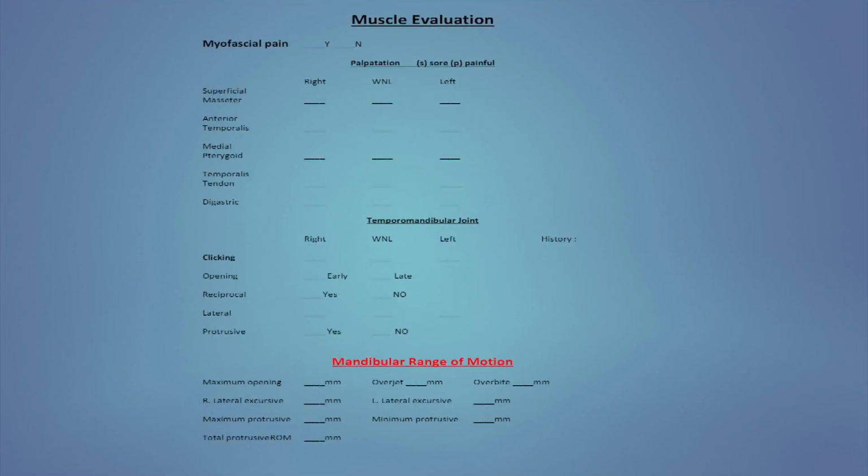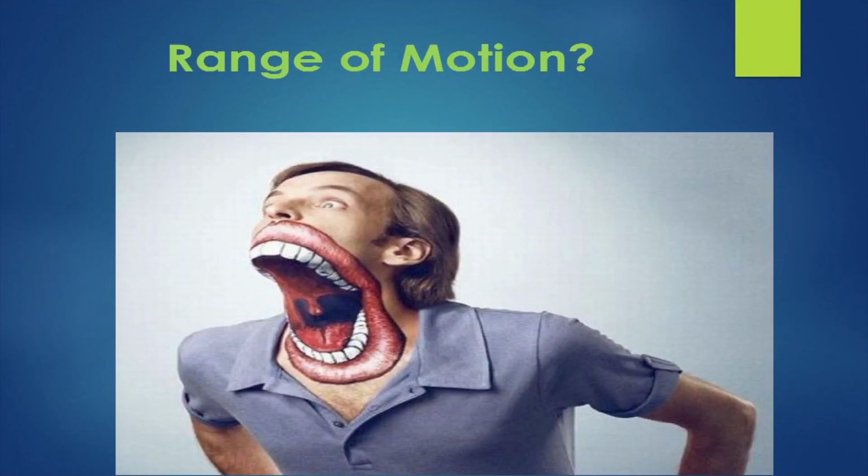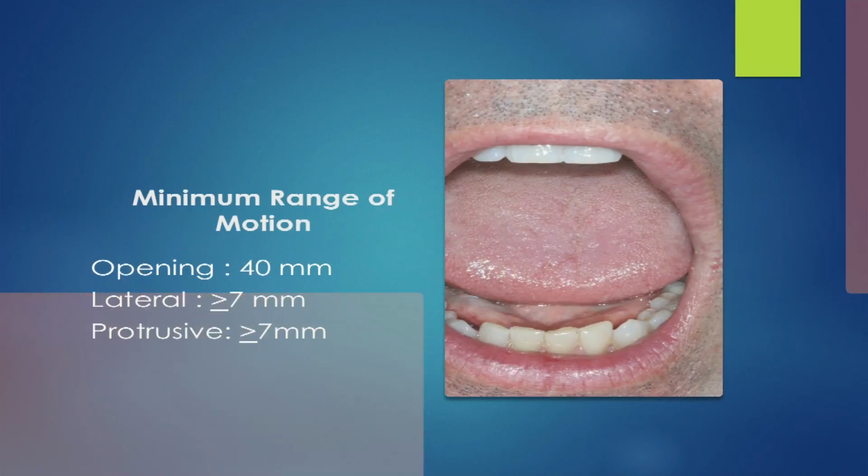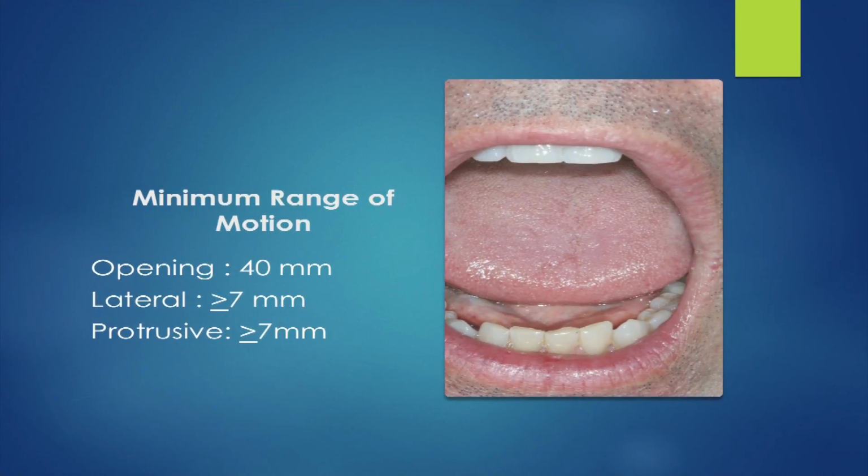Mandibular range of motion. We want our patients to be able to open at least 40 millimeters or more to say that they are a candidate for oral appliance therapy. We want them to be able to move right and left lateral 7 millimeters or more, and we want them to be able to protrude their mandible 7 millimeters or more.